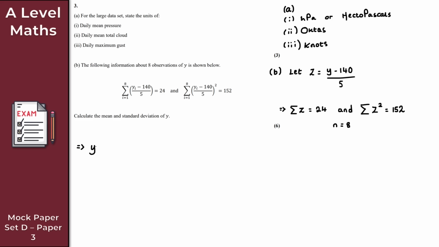And Y is equal to 5Z plus 140, right? Like so. Okay. Now, before I continue from this point here, what I also want to find then is the mean and standard deviation in terms of Z. Okay, because what I know then is sigma Z here is 24, and I also know sigma Z squared is 152. And you can probably see then where this kind of goes from here, right?